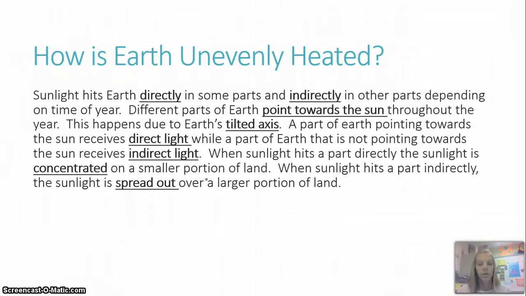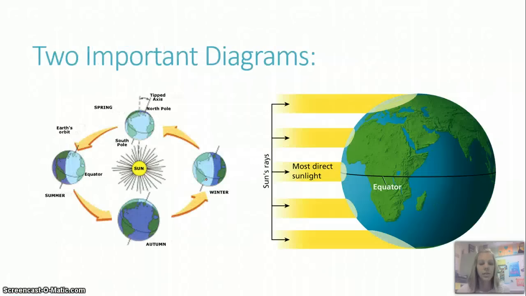A part of Earth pointing towards the sun receives direct light, while a part of Earth that is not pointing towards the sun receives indirect light. When sunlight hits a part directly, the sunlight is concentrated on a smaller portion of land. When the sunlight hits a part indirectly, the sunlight is spread out over a larger portion of land. So you might understand why this is causing uneven heating on Earth's surface.